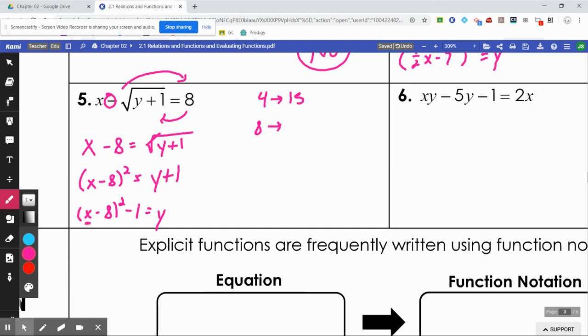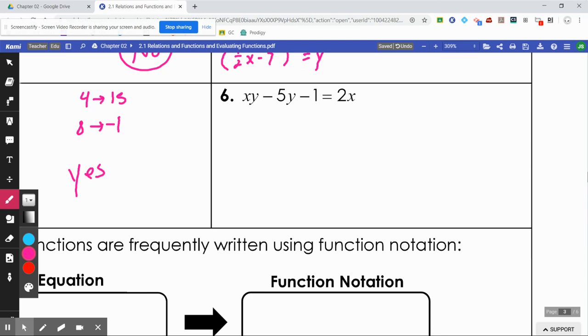When you plug in 8, 8 minus 8 is 0. When you square it, it is 0. When you subtract 1, you get -1. This side actually honestly looks like an order of operations problem. There's no plus or minuses or anything that would force you to get two different answers. So therefore, without even graphing it, yes, this is going to be a function.